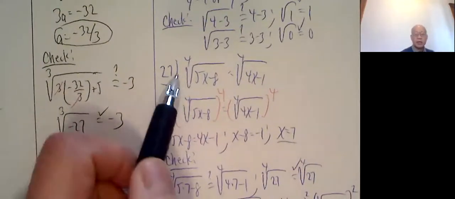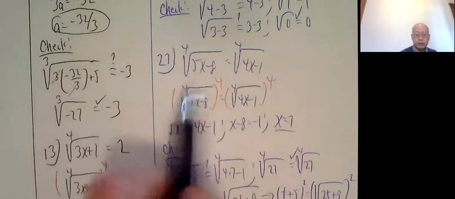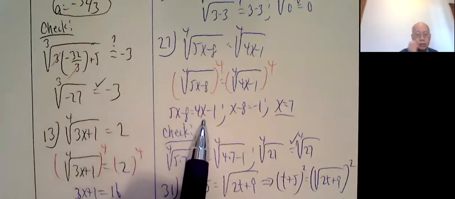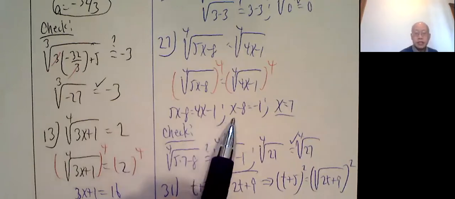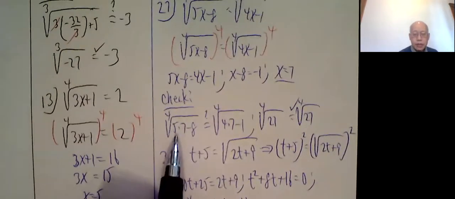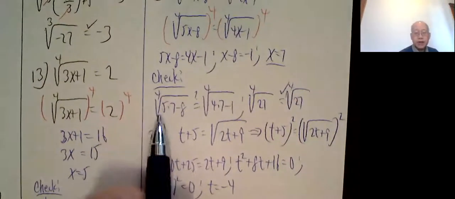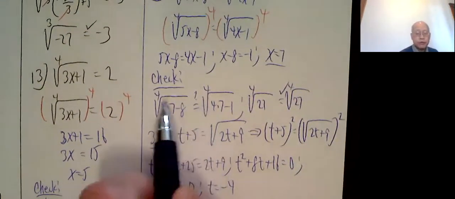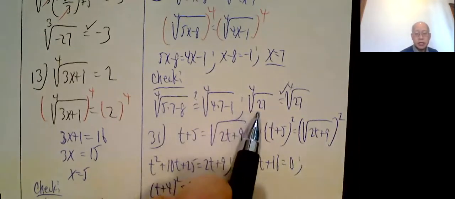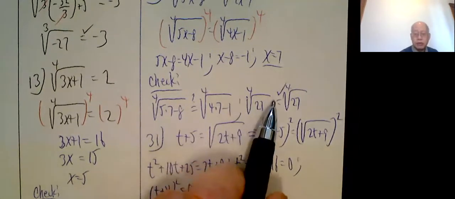27 is actually easier than you might think. Both sides have a fourth root, so you raise both sides to the fourth power, take off the radicals, and you just have simply 5x minus 8 equals 4x minus 1. Okay, subtract 4x on both sides. x minus 8 is negative 1. Add 8, x equals 7. Double check. Plug in 7 here and here. Fourth root of 5 times 7 minus 8, and the fourth root of 4 times 7 minus 1. 5 times 7 is 35, minus 8 is 27. 4 times 7 is 28, minus 1 is 27. The fourth root of 27 is equal to the fourth root of 27.